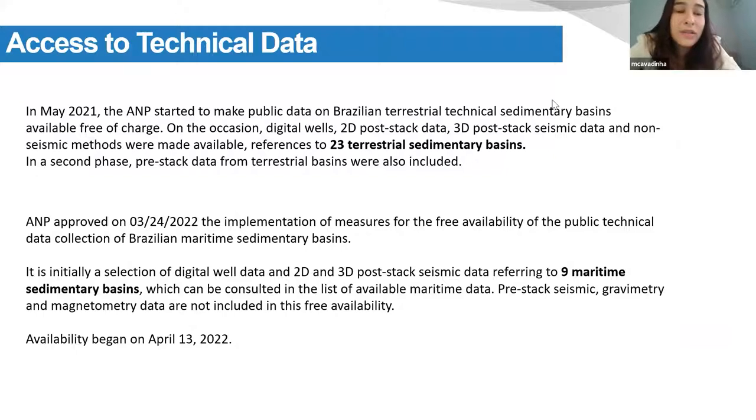Another thing that I would like to mention is that we are promoting the access to our technical data. So it started last year when ANP made public most of the data of the Brazilian onshore basins, so more than 23 onshore basins. In the second phase, we added pre-stack data as well. So basically all the onshore basins data is available for download. And also recently we added some offshore data as well. Last month we approved it. So now some well data, 2D and 3D seismic data is available also.